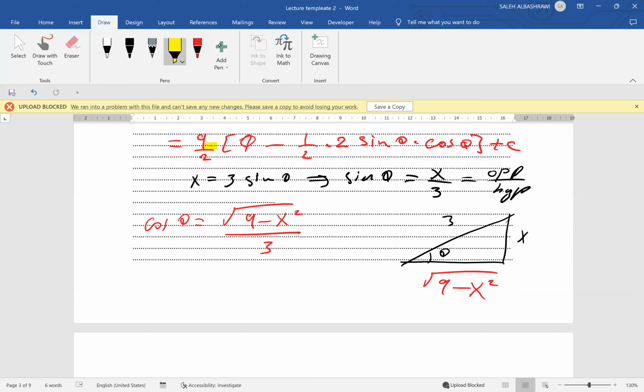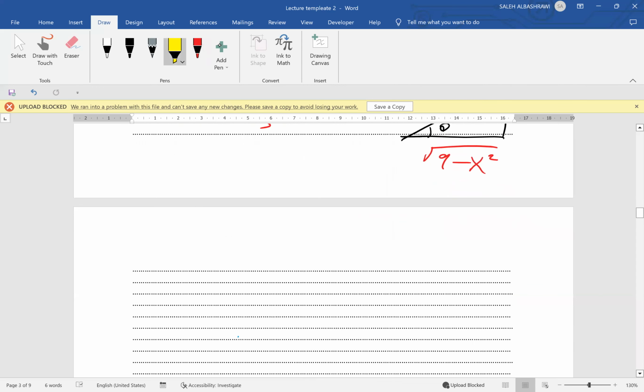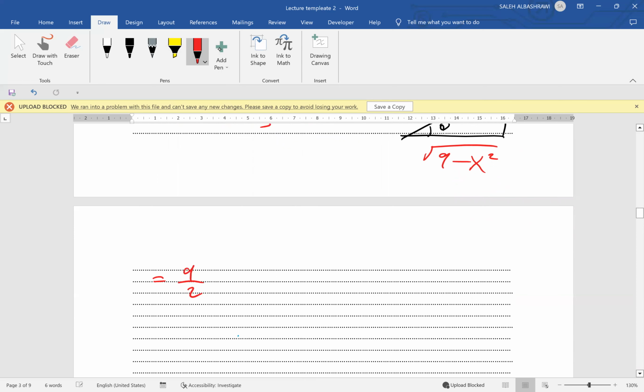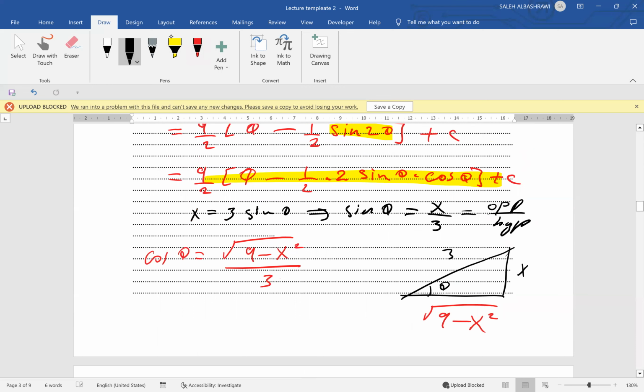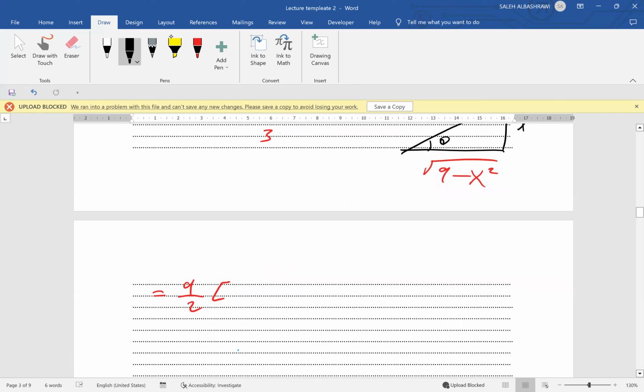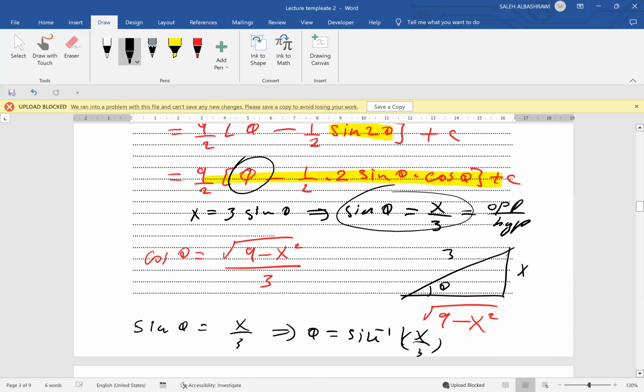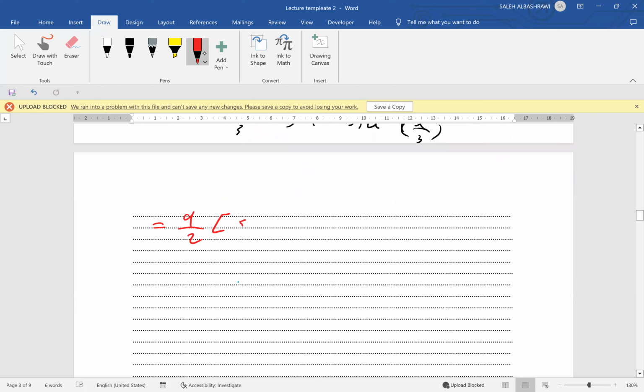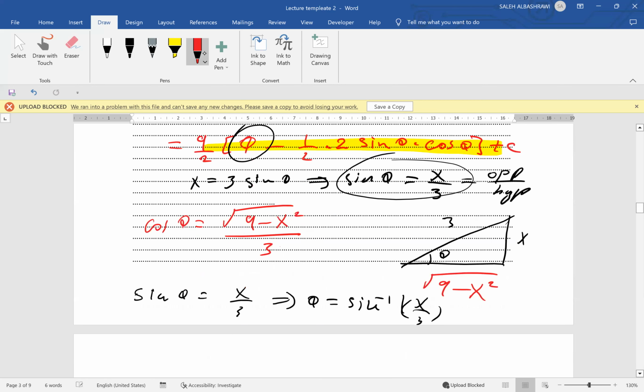So we can write the final answer for this one. So the integration is equal to 9 over 2. I have theta there. From this relation, sine theta equal to x over 3, which means theta is equal to sine inverse of x over 3. So I'm going to replace this theta by sine inverse x over 3 minus, this 2 will cancel 2.